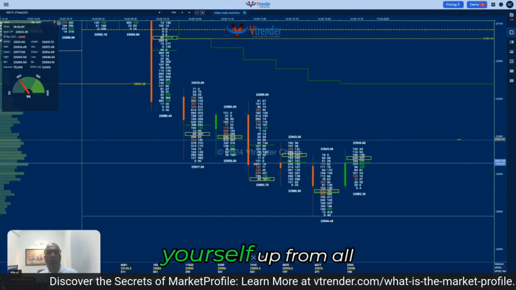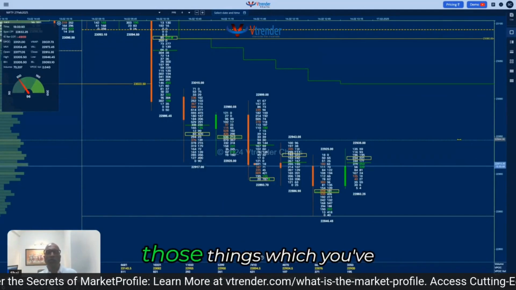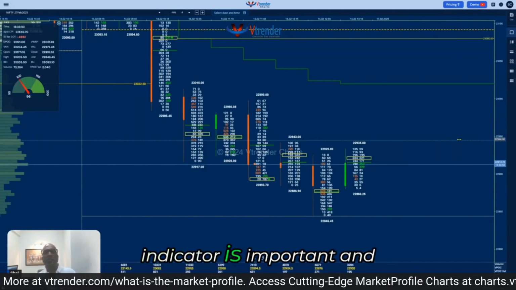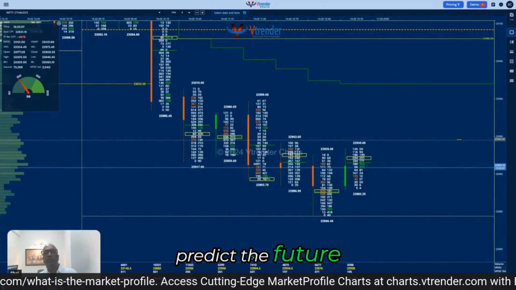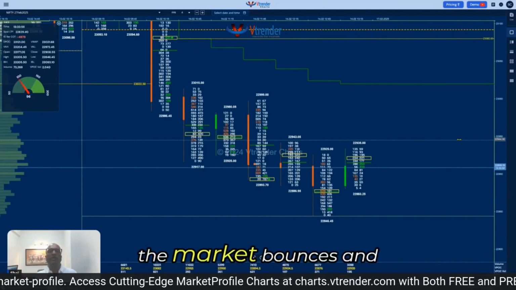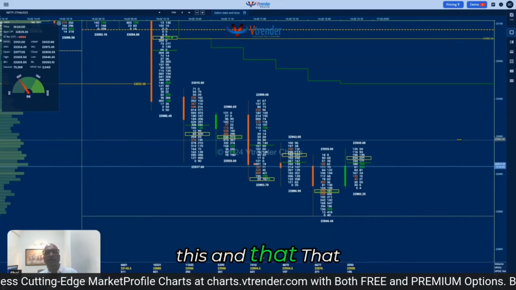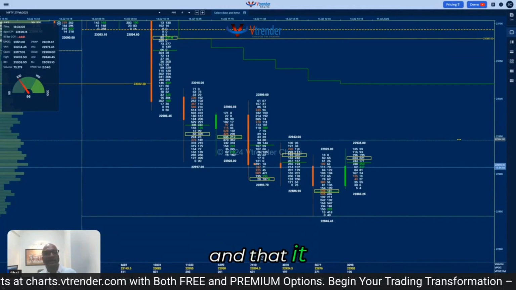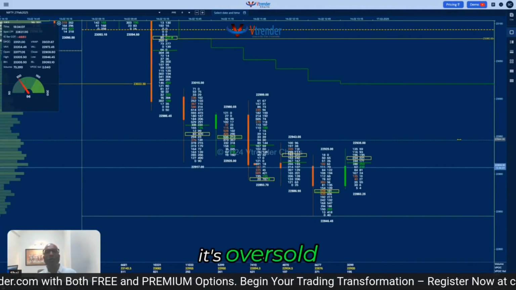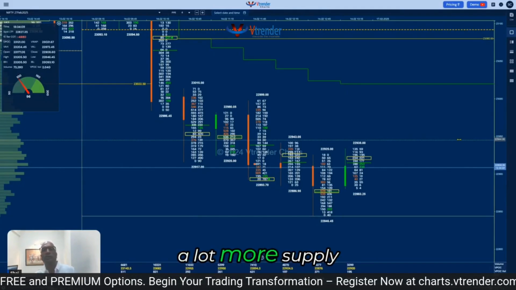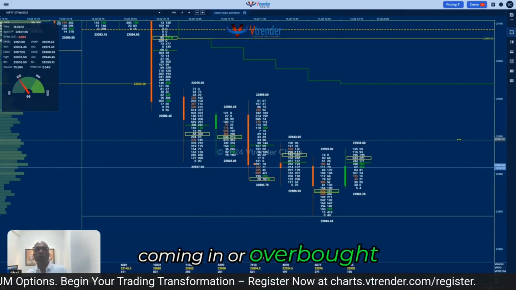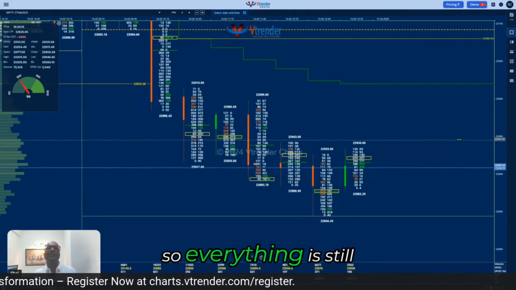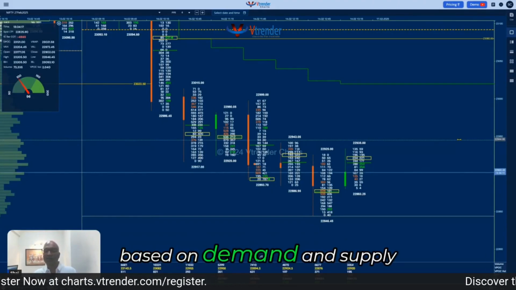Now, if you just strip yourself of all those things you've been told, that there is a technical indicator, and this indicator is important and is going to predict the future, and if this goes to this level the market bounces and this and that. That indicator itself was based on demand and supply. It says over there it's oversold. What does it mean? That there was a lot more supply coming in. Or overbought. What does it mean? That there was too much demand over there. So everything is still based on demand and supply.